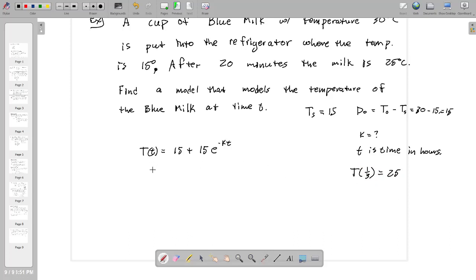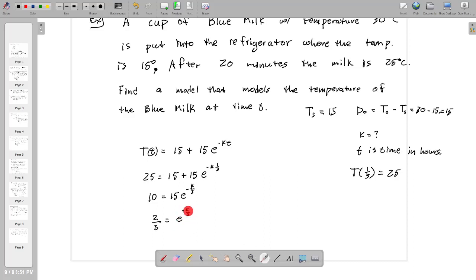So we plug in 1/3 and we get 25. So 25 will equal 15 plus 15e to the negative k times 1/3. Again, t is 1/3 in this case. Now we just need to solve for k. So we subtract the 15 over, we get 10 is equal to 15e to the negative k over 3. Divide by 15, and we get 2/3 is equal to e to the negative k over 3 again.